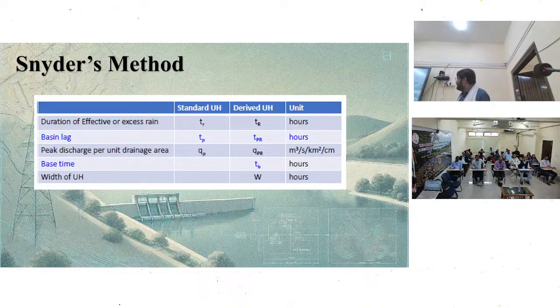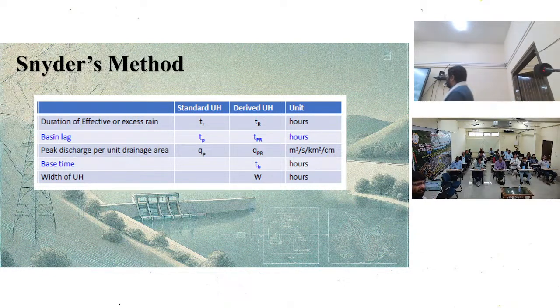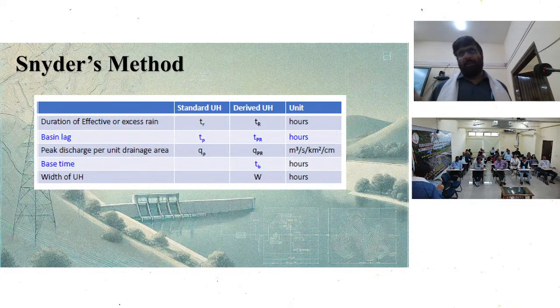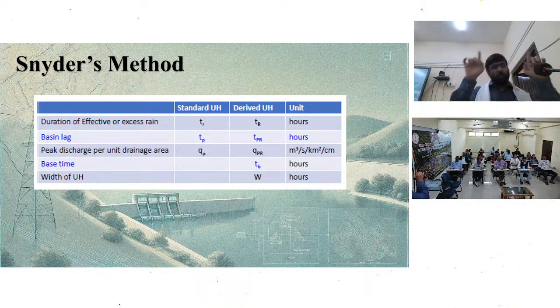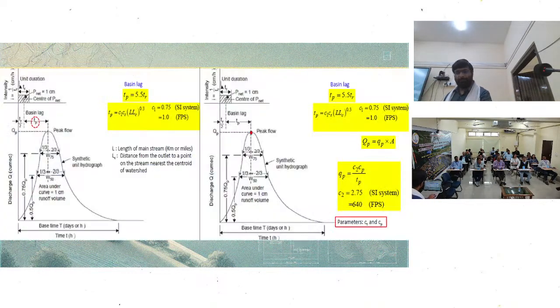One of the most common methods is the Snyder method, that I think everybody knows or has used. In this Snyder method, these are the important things: duration of excess rain, basin lag, peak discharge, base time, and width of the unit hydrograph. These are the important factors that we need to compute based on the data available from the catchment geometry. Whatever the catchment geometry is, we have to use the data from there. I won't go into detail, won't bore you with the mathematics of this.